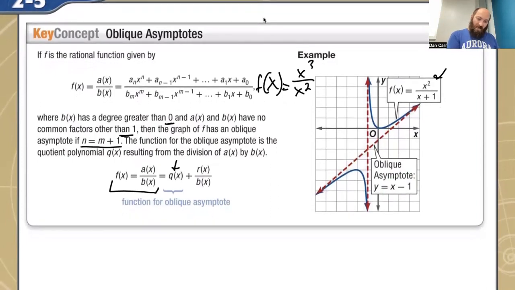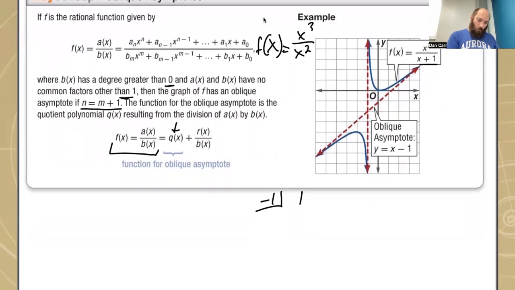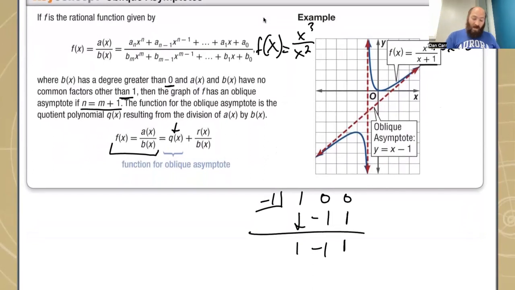If I do my synthetic division, I'm dividing by x plus 1, so I'll use -1, and then I bring down just a 1 there. It's x squared plus 0x plus 0, so I'm going to put 2 more zeros here. So I go through, I got 1, multiply those out, I get -1, so that's a -1 there. -1 times a -1 is a +1. So I have a remainder here of 1.